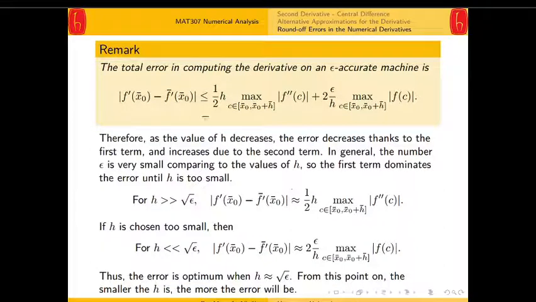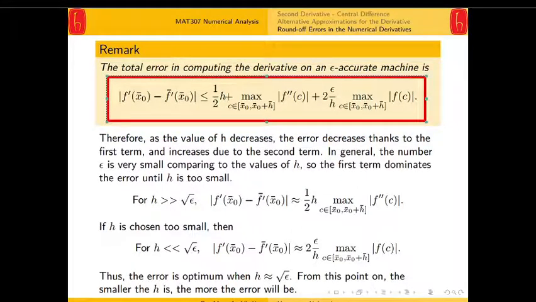Okay, what we have with this, so remark: the total error in computing the derivative on an epsilon accurate machine will be in this form. So this is the error bound for the derivative. If we check this part, this is due to the truncation error, and this is due to the round-off error. Therefore, as the value of h decreases, the error decreases thanks to the first term, but it will increase due to the other term.